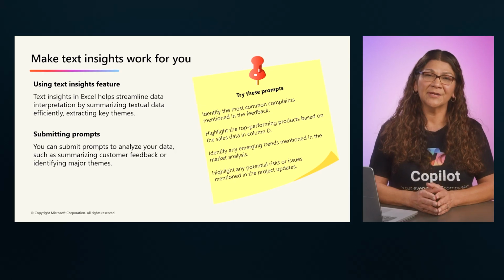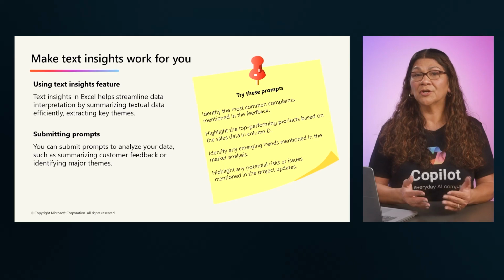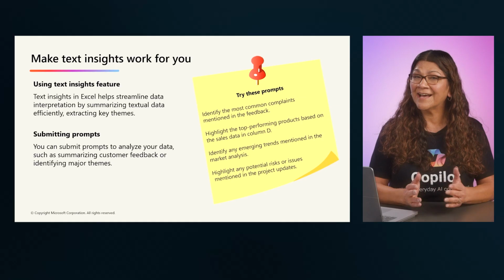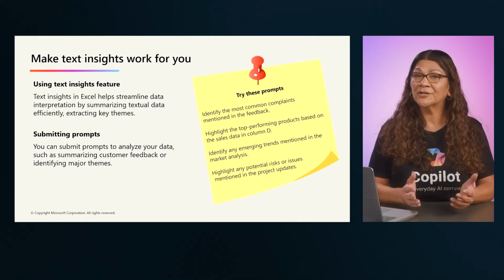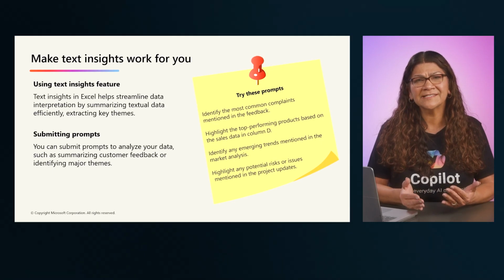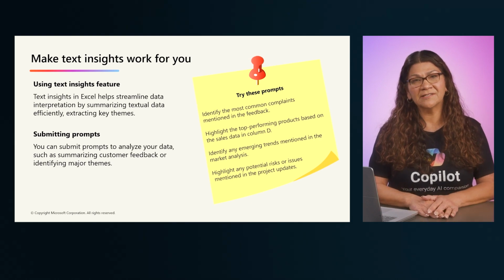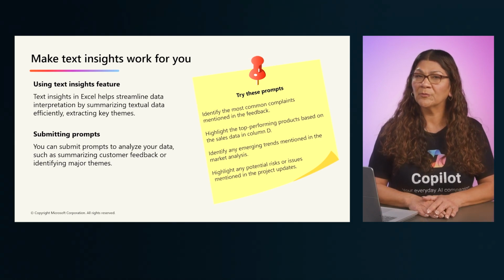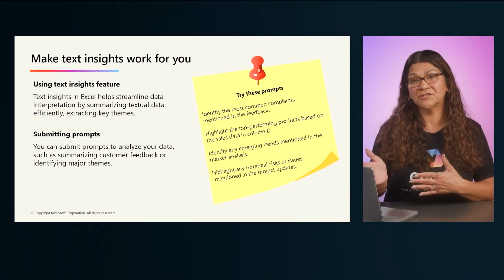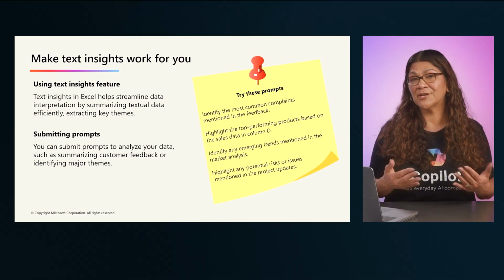A product or marketing manager reviewing hundreds of customer feedback entries after a launch could, with text insights, use Copilot to instantly highlight major themes, recurring issues, and emerging trends, helping to understand what customers are saying without reading every row. By prompting Copilot to summarize feedback or pinpoint risks, you move faster from raw text to informed decisions, saving time while gaining clarity and confidence in your analysis.